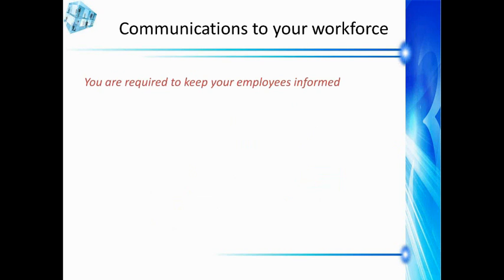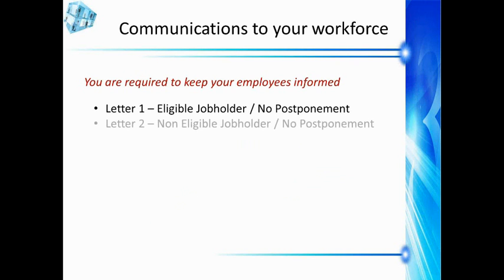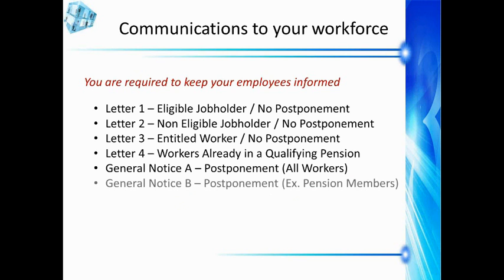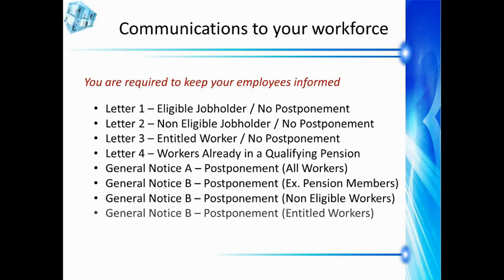Remember, you need to keep your employees informed. So you need to communicate quite specific messages. And we discussed this in an earlier YouTube video. Remember, you need to send eligible job holders details of the pension scheme. Non-eligible job holders, you need to tell them that they have an ability to opt in. Entitled workers, you need to tell them they've got an ability to join a pension scheme. And if you've already got people in the qualifying pension scheme, you need to tell them about the impacts of auto-enrollment. So there's a whole range of letters that you need to send out.